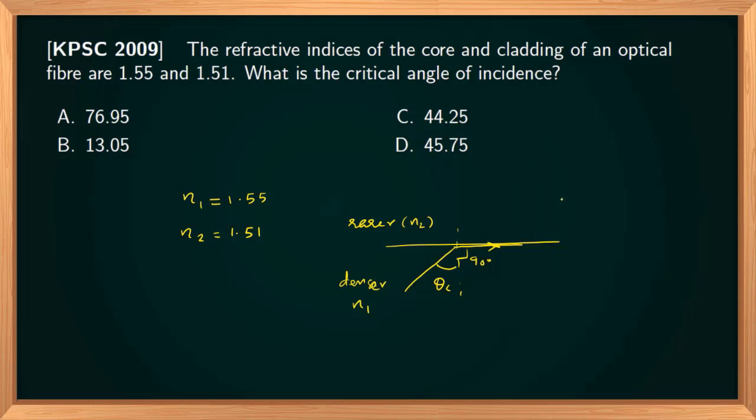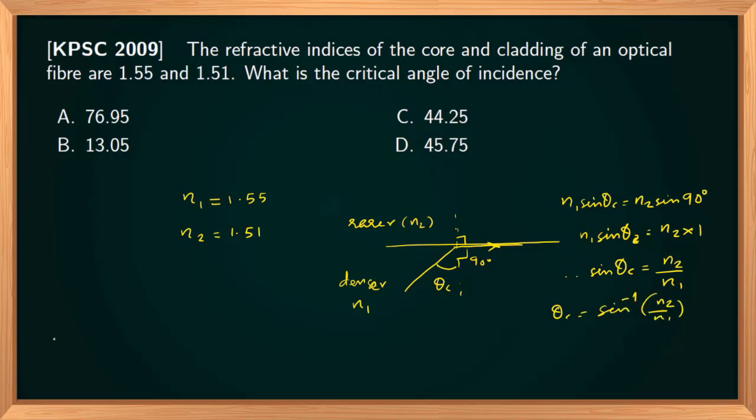By Snell's law, n1 sine theta c equals n2 sine 90. Sine 90 is 1, therefore n1 sine theta c equals n2, so sine theta c equals n2 by n1, where n2 is the refractive index of the rarer medium and n1 is the refractive index of the denser medium. So theta c equals sine inverse of n2 by n1. Okay, now we can calculate theta c.